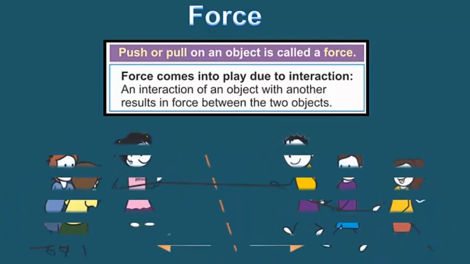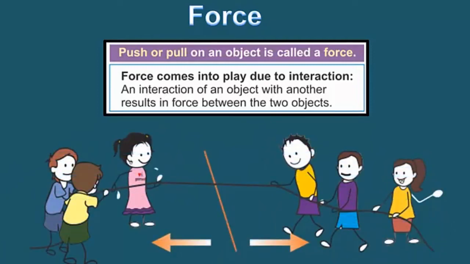Force comes into play due to interaction. Interaction of an object with another results in force between two objects. The force is a measurable quantity. Its SI unit is Newton, and is denoted by N.